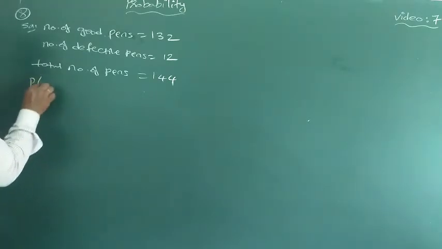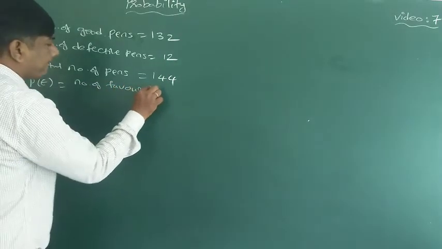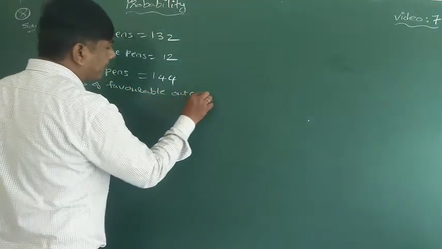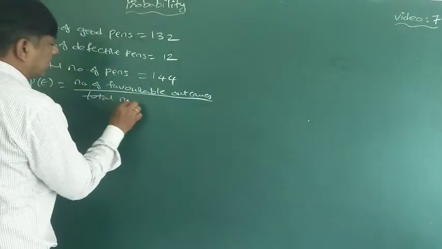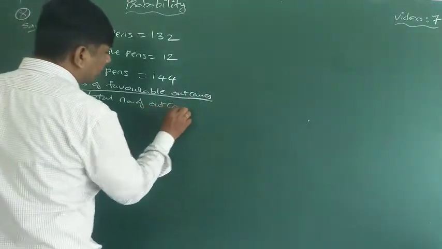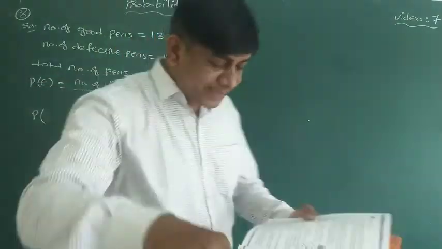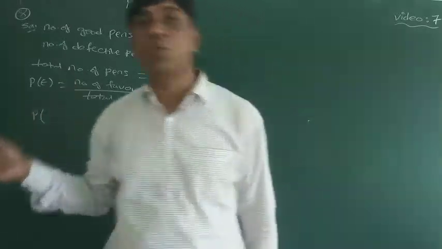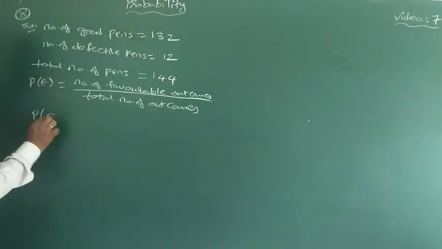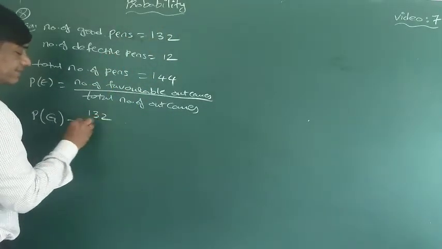Now, the probability of an event is equal to the number of favorable outcomes by the total number of outcomes. Now the probability of a good one: if one pen is taken out randomly from this lot, determine the probability that the pen taken out is a good one. Probability of a good pen is equal to, how many good pens are there? 132. That is the favorable outcome.